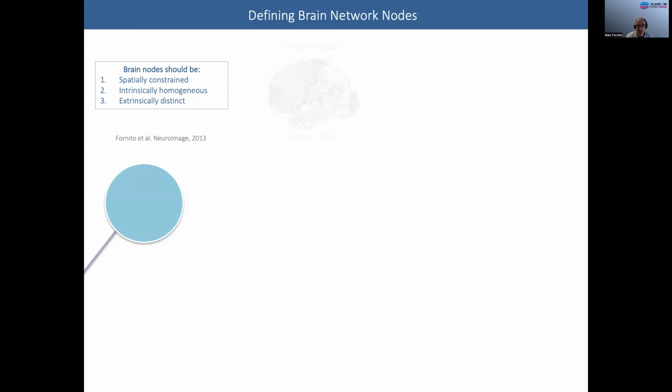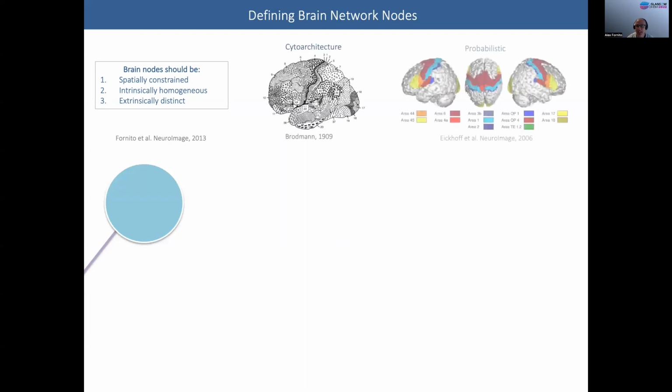Now, the classic way of parcellating the brain was Brodmann's cytoarchitectonic map, and there have been attempts to generate probabilistic cytoarchitectonic maps that are mapped into stereotactic space, although presently these do not extend to cover the entire cortex.